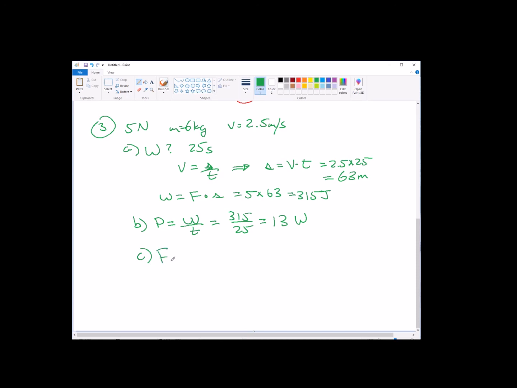C says, what is the magnitude of the force of friction that opposes the motion? So what is the F? Now, because the velocity is constant, right? The question says it's constant velocity.